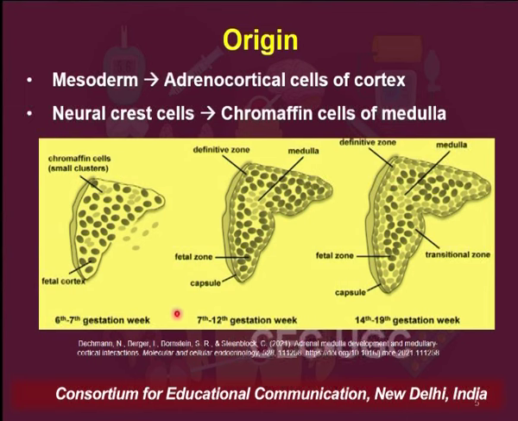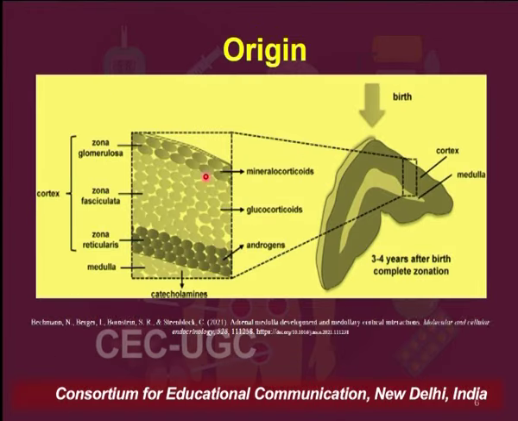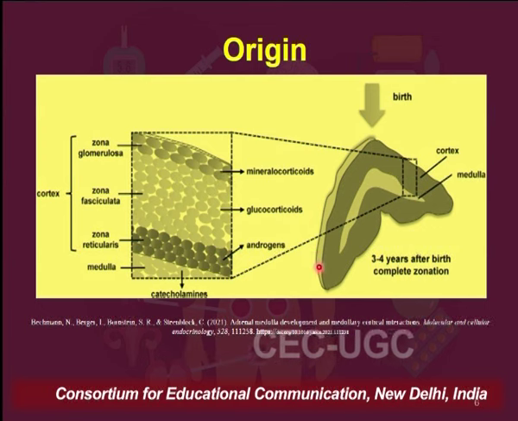These are the cells which will give rise to the cortex portion. But as the gestation weeks keep on continuing, you will find out that a particular zonation has been derived in the adrenal gland. So you can see here that there is the capsule, then there is a definite zone formed by the cells, then there are cortical cells referred to as again the fetal zone, and in the center there are these medullary cells.